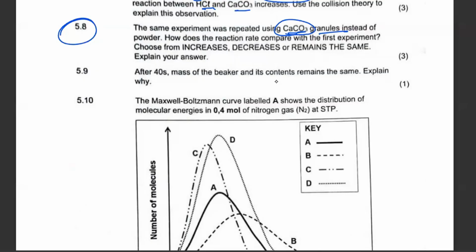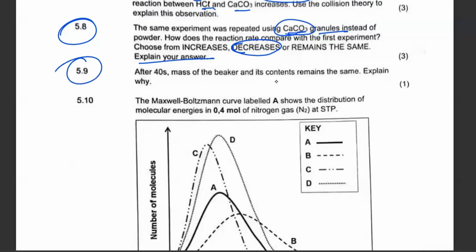Therefore, we shall say, how does the reaction rate compare to the first experiment? That definitely is gonna decrease. Explain your answer. Then we can say that when the granules are used, the surface area decreases, and therefore basically the number of effective collision per unit time decreases, and then this decreases the rate of reaction. Yes, so the moment you make it granules, not powder, then the number of particles per unit time which are colliding are going to reduce, and then it is going to reduce the rate of reaction.